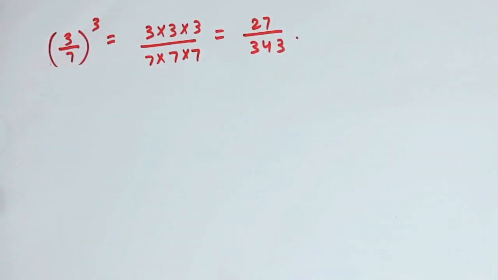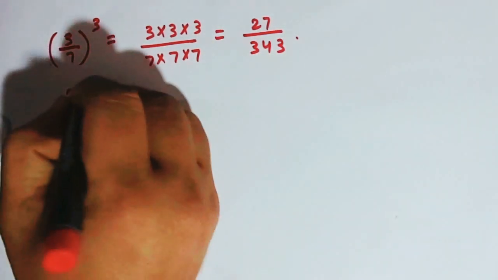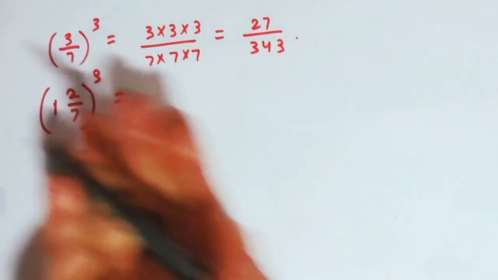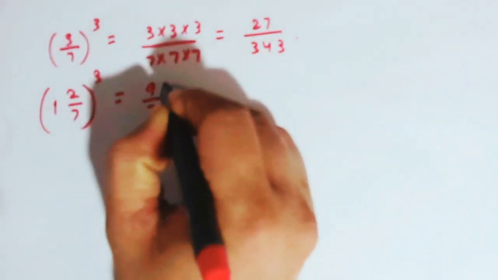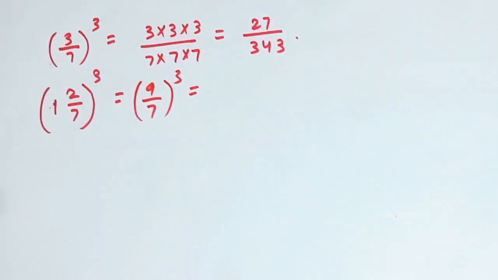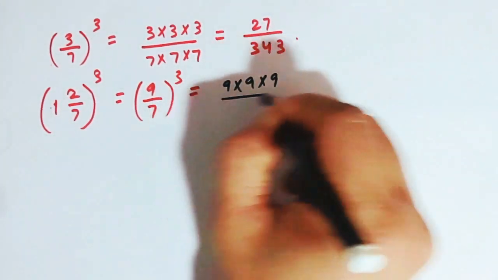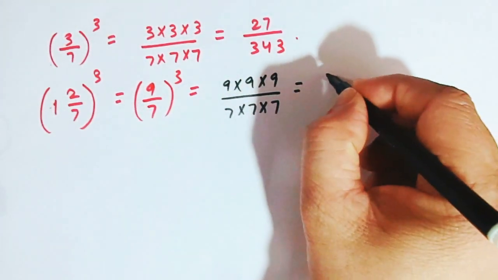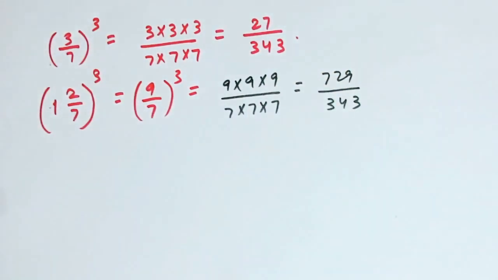Now again, for example, sometimes you might get 1 2 by 7. You might get a mixed number, and then they will ask you to find the cube of this. So first please convert it into an improper fraction. 7 ones are 7, plus 2 is 9. So 9 by 7 whole cube. Now 9 times 9 times 9 and 7 times 7 times 7. It depends upon your expertise how well you can multiply. So 729 by 343.